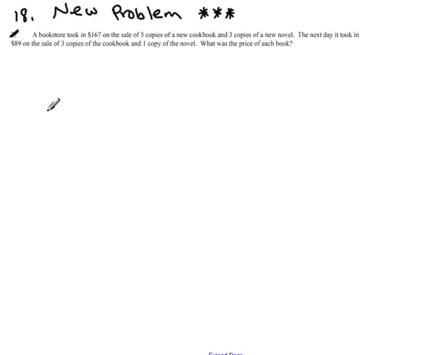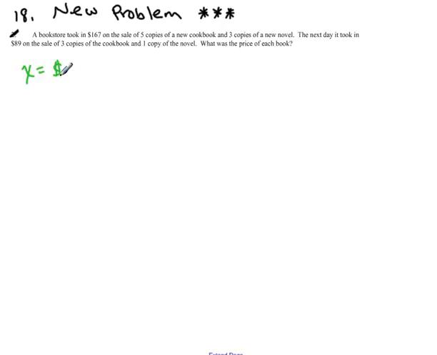Okay, number 18 is a different problem than the one on your review worksheet. I told you I would replace that problem. So let's read it together. A bookstore took in $167 on the sale of 5 copies of a new cookbook and 3 copies of a new novel. The next day, it took in $89 on the sale of 3 copies of the cookbook and 1 copy of the novel. What was the price of each book?